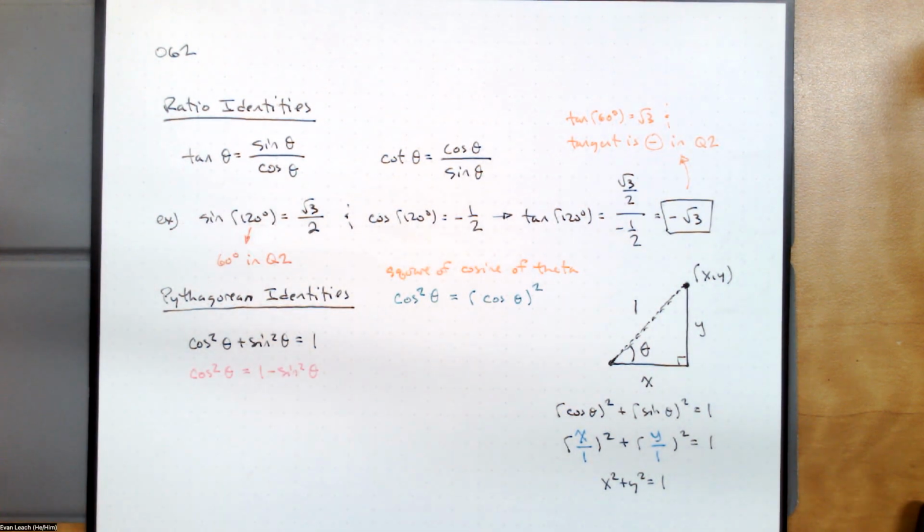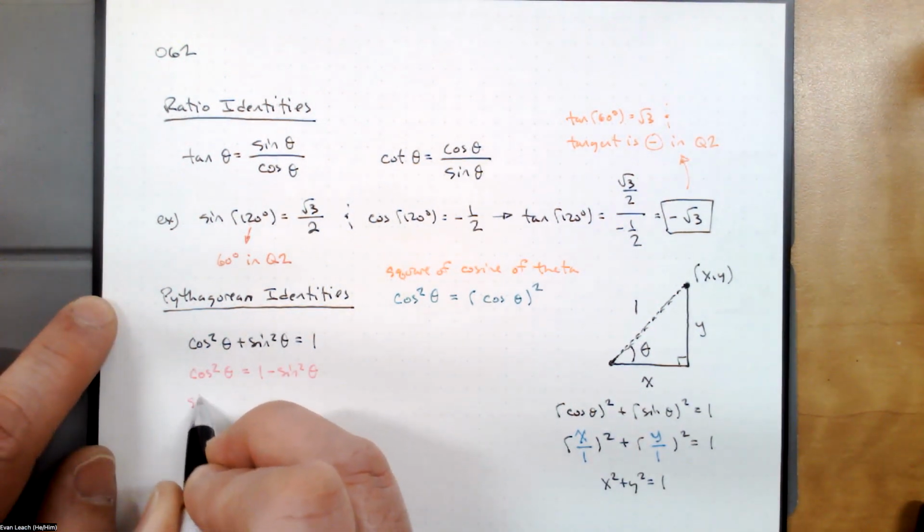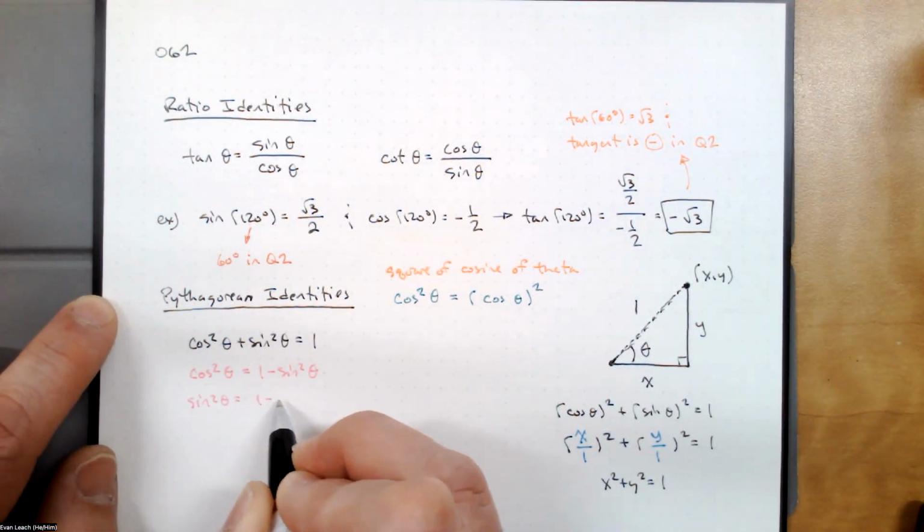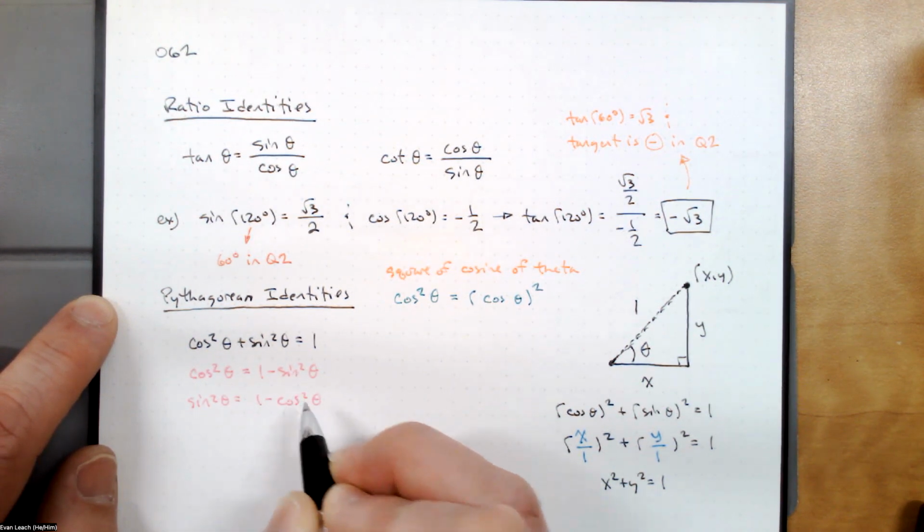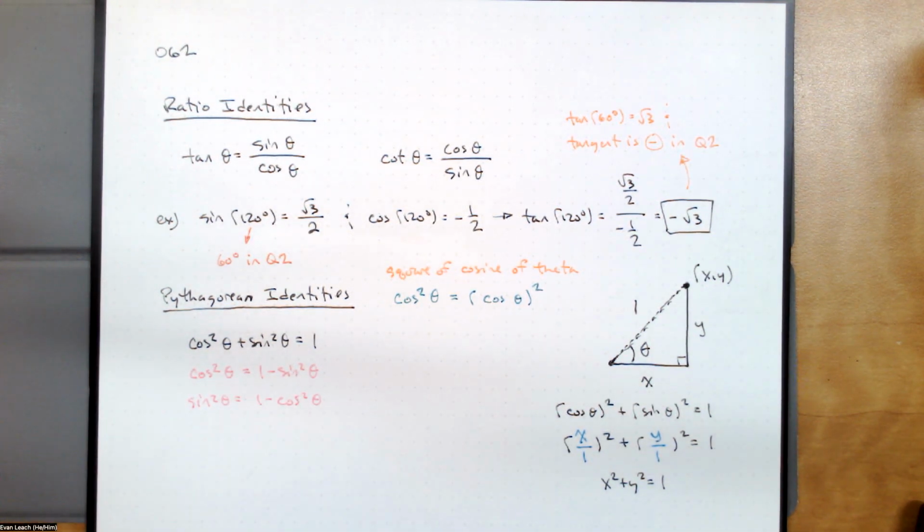That's just rearranging: a plus b equals 1, then a is equal to 1 minus b. I can rearrange this for sine in the same way and say that sine squared theta is equal to 1 minus cosine squared theta. So this is just a rearrangement of our original one. If you know the first one, these other two just follow from that. This is just us understanding the relationship between addition and subtraction.